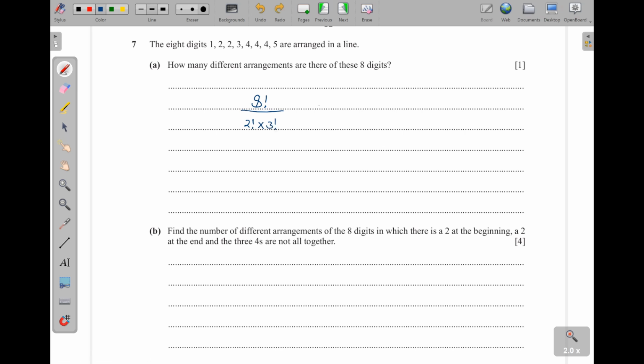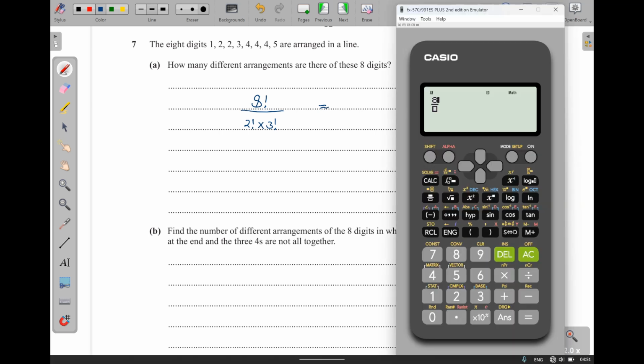And then we put this in the calculator. What do we get? 8 factorial, then divide by 2 factorial times 3 factorial. We have 3360.